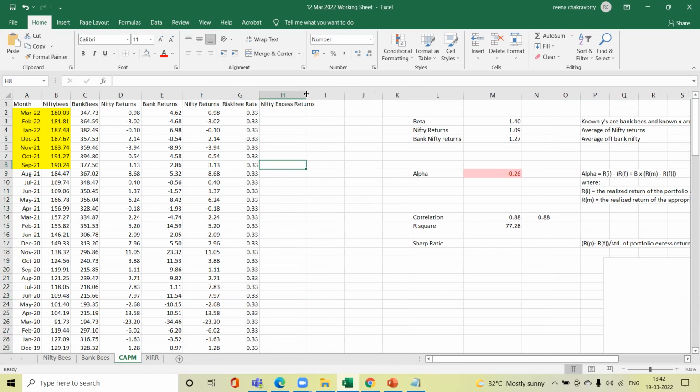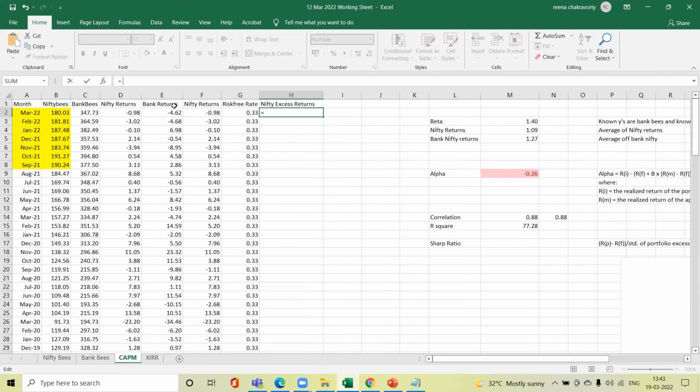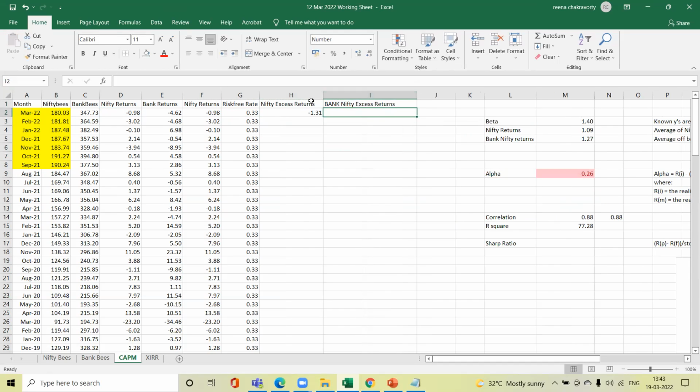Now write Nifty excess returns. It is nothing but Nifty returns, which is D2, minus risk-free rate. Enter. Write Bank Nifty also in one go. Don't copy like that. Write a fresh formula. Bank Nifty returns, where are they? E2. E2 minus risk-free rate. Enter.